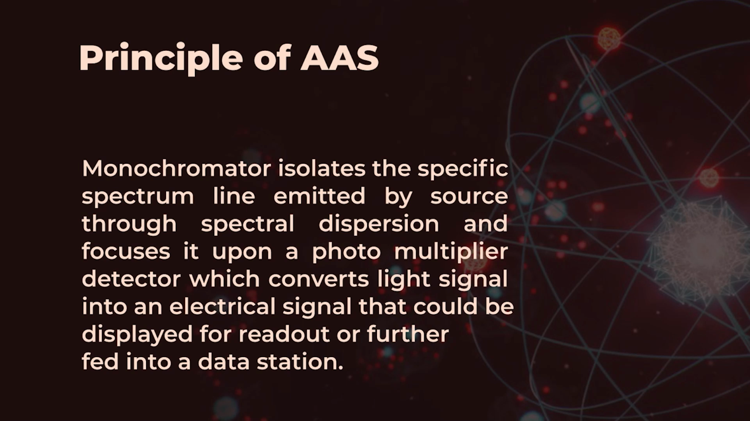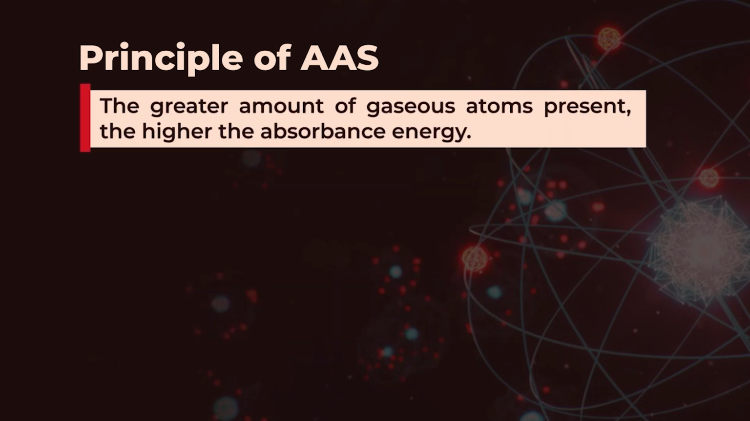The monochromator, which is there after the material passes through the flame, isolates the specific spectrum line emitted by the source through spectral dispersion and focuses it upon a photomultiplier detector, which converts the light signal into an electrical signal, and we get the data for each element. The greater the amount of gaseous atoms present in the flame, the better the sensitivity of the equipment, the better the factor for going as low as possible. Because the more gaseous atoms, the more energy absorbed, and the better the signal.